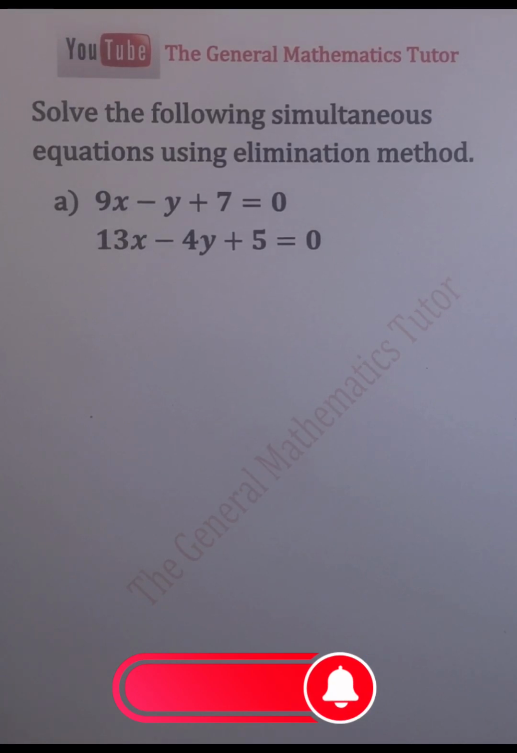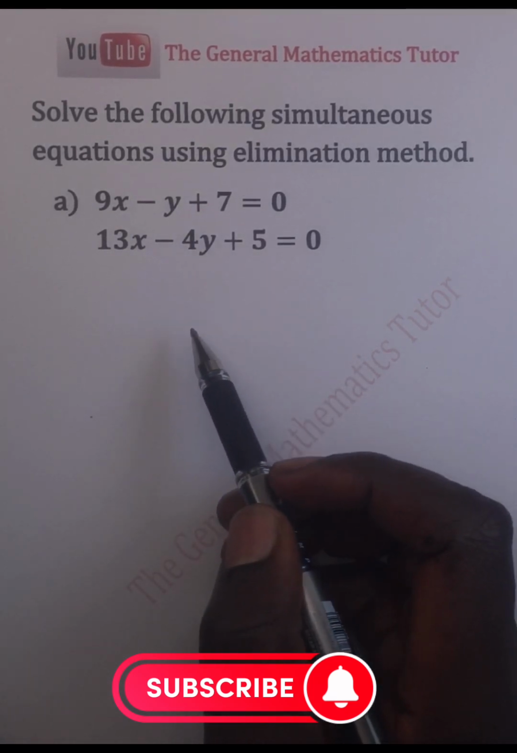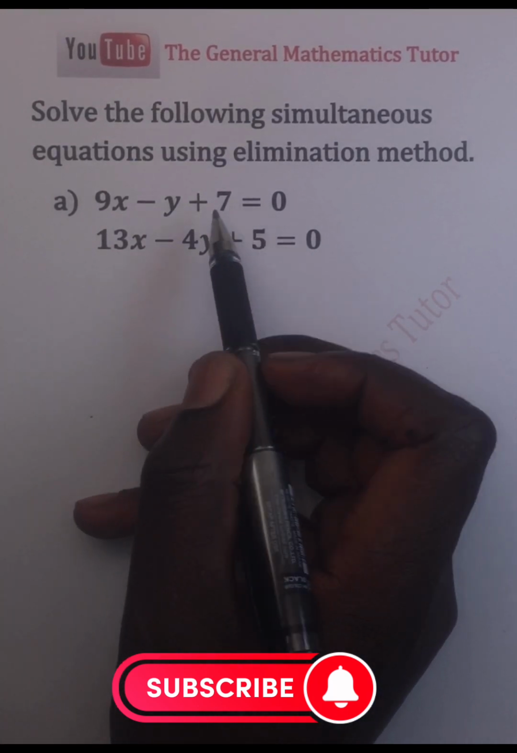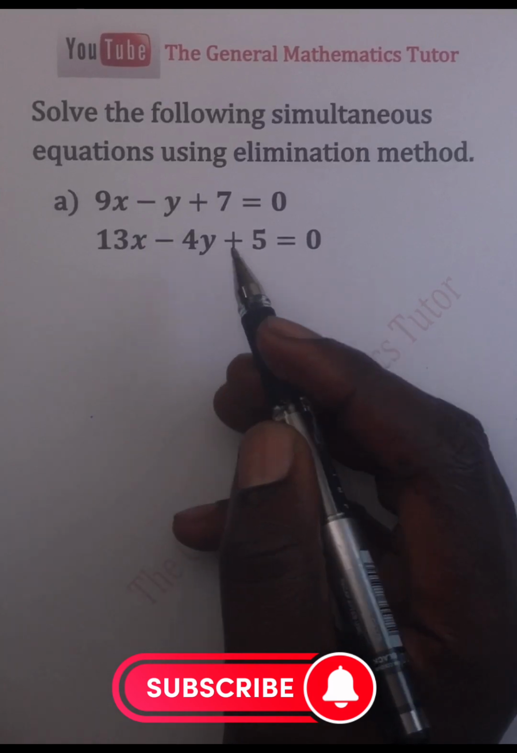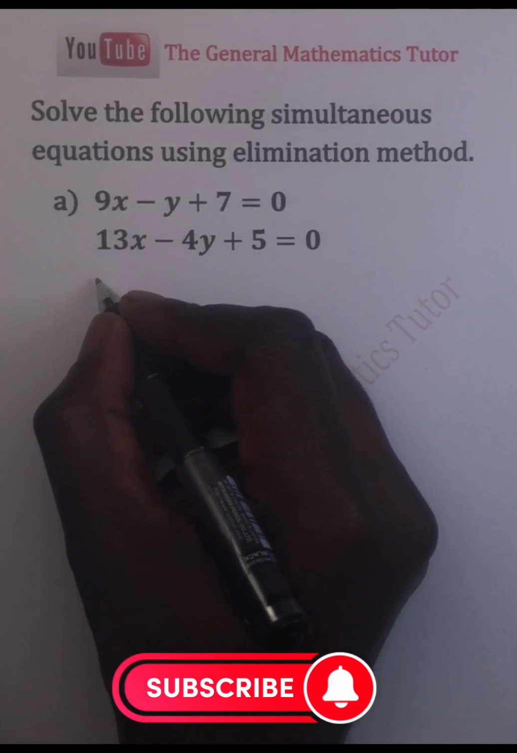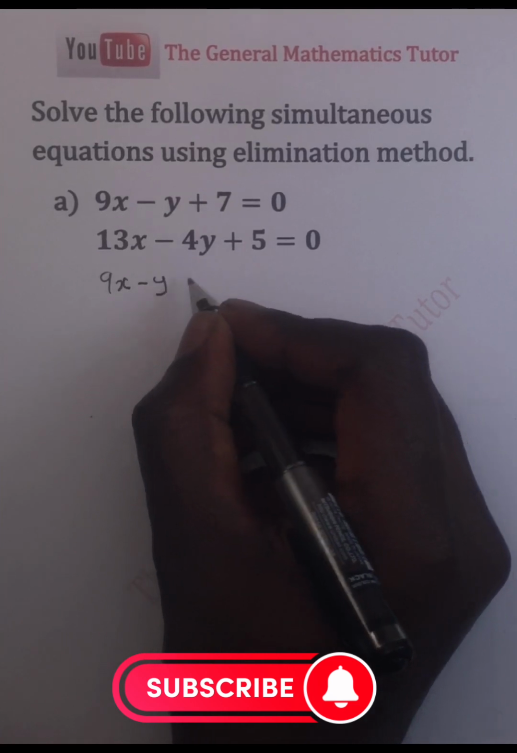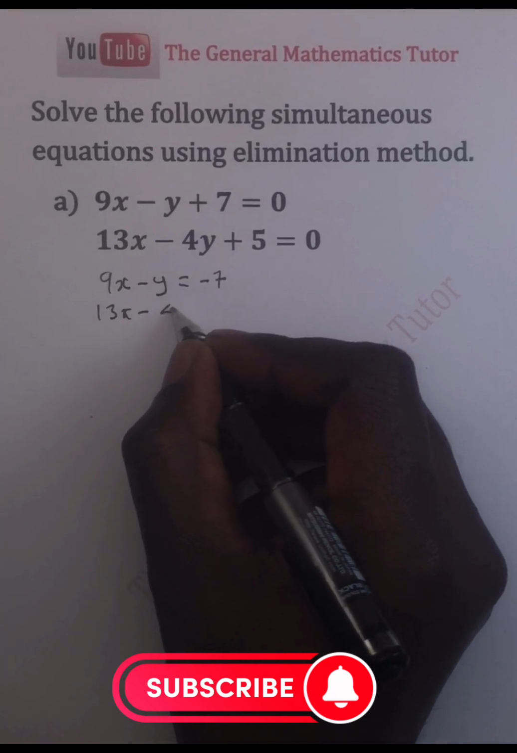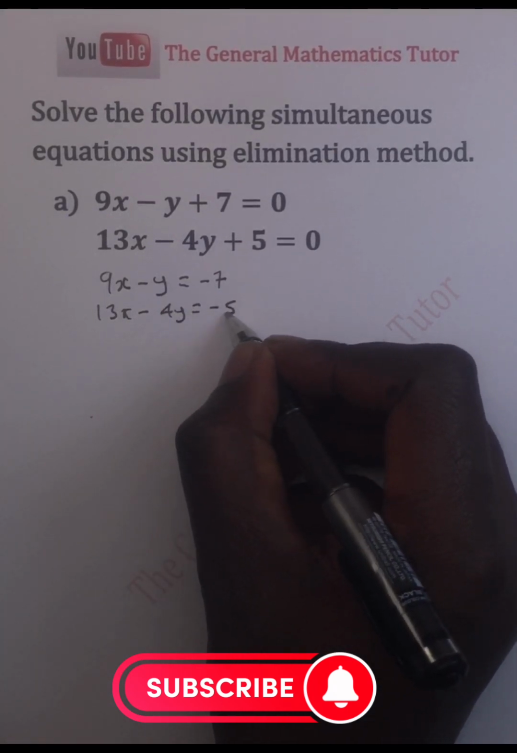Number 2, solve the following simultaneous equations using elimination method. So part A, we have 9x minus y plus 7 is equal to 0, and 13x minus 4y plus 5 is equal to 0. So the first thing is just to rewrite them in the standard form, so that we have all the unknowns on the left hand side and the constant terms to the right hand side. So we'll have 9x minus y is equal to minus 7, and 13x minus 4y is equal to minus 5.